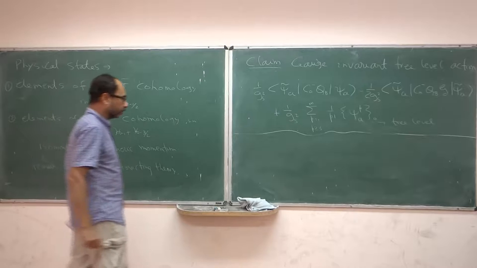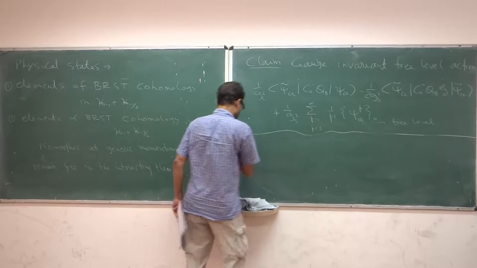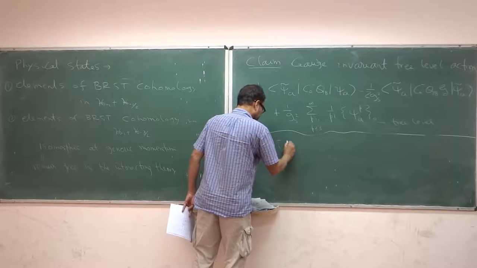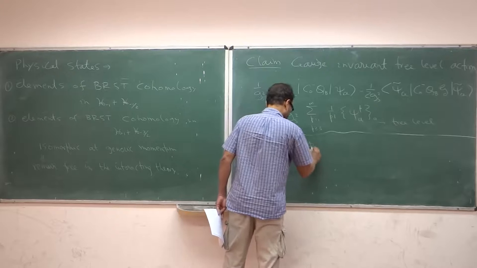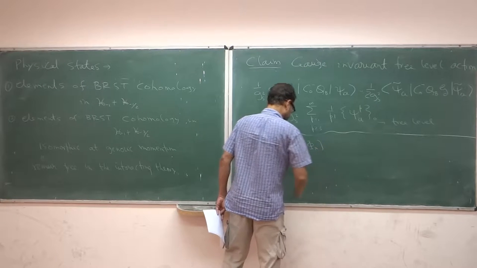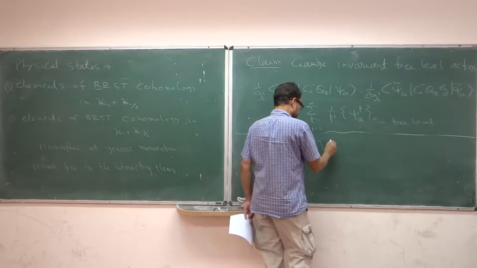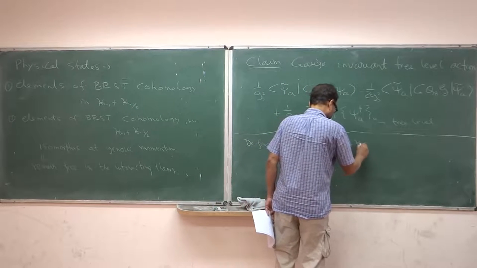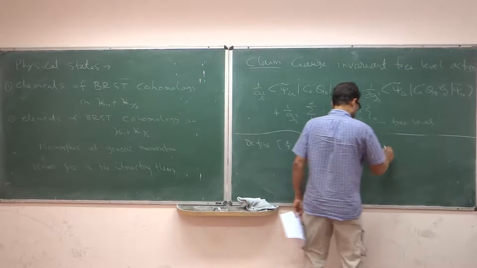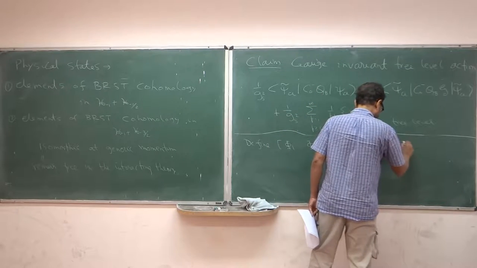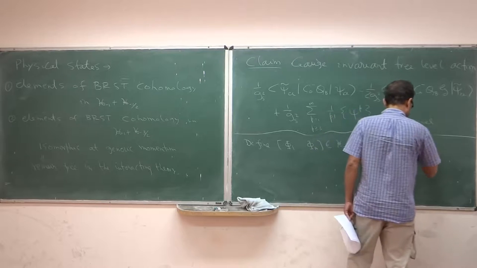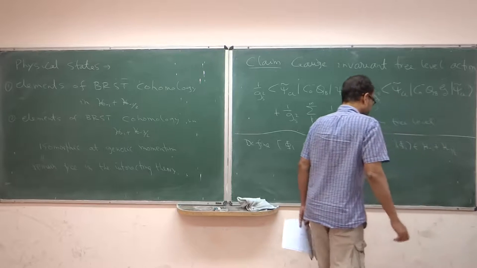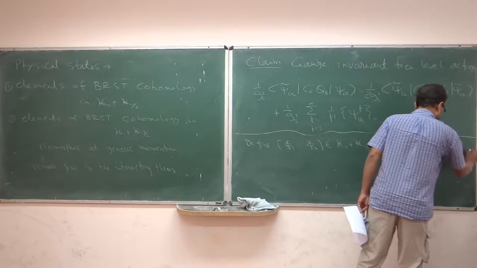For this, we have to introduce a new definition. So we define phi 1, ..., phi n, belonging to h minus 1 plus h minus 2, for i belonging to h minus 1. And we define this by the following relation.